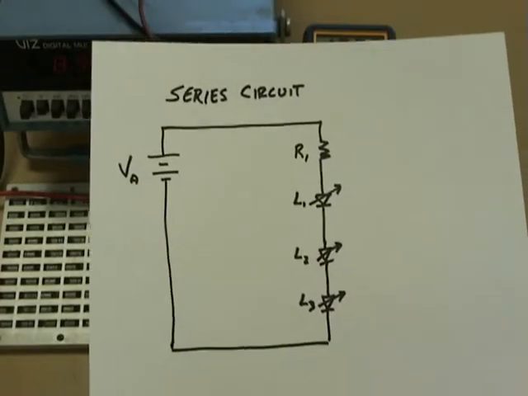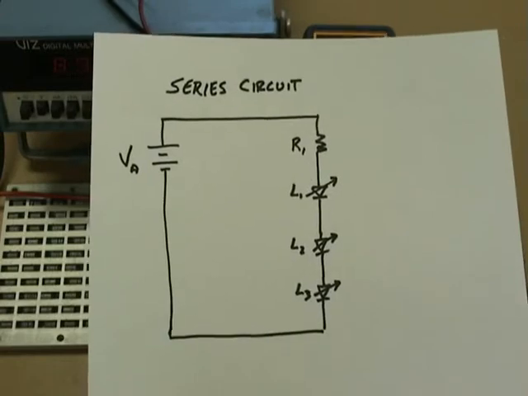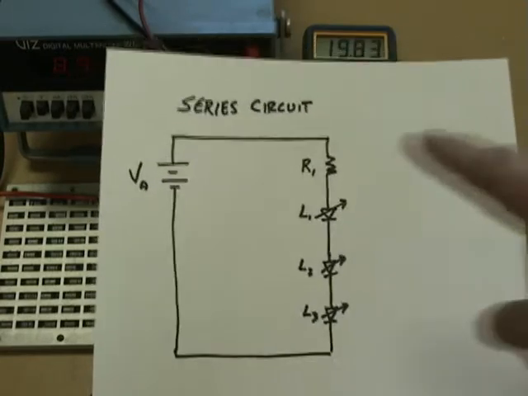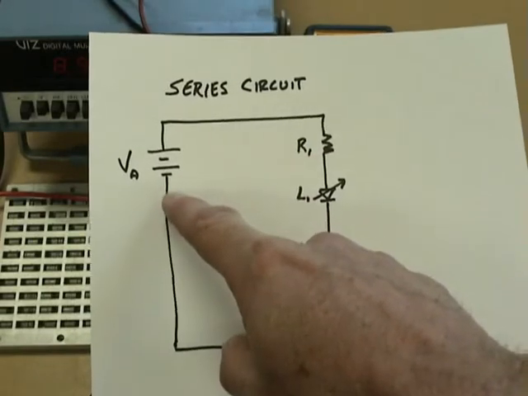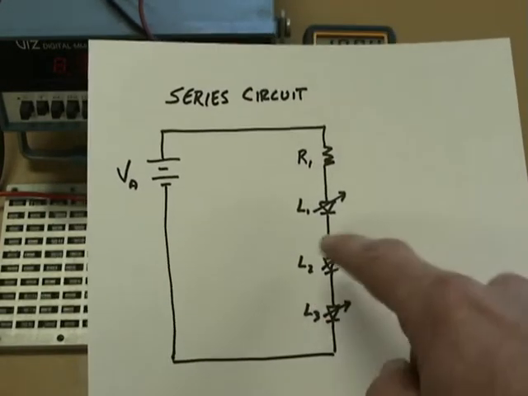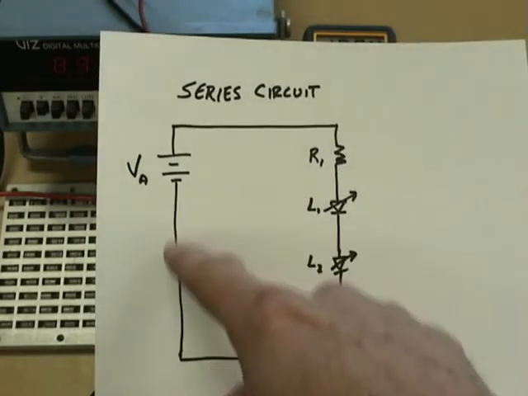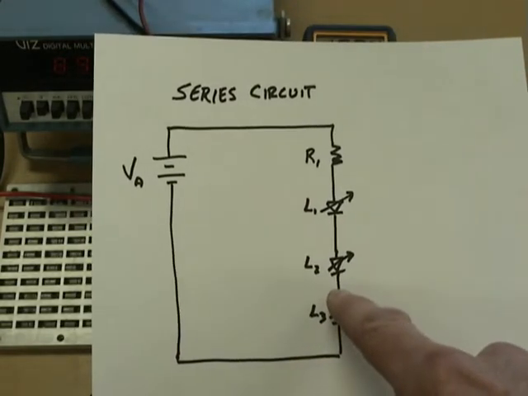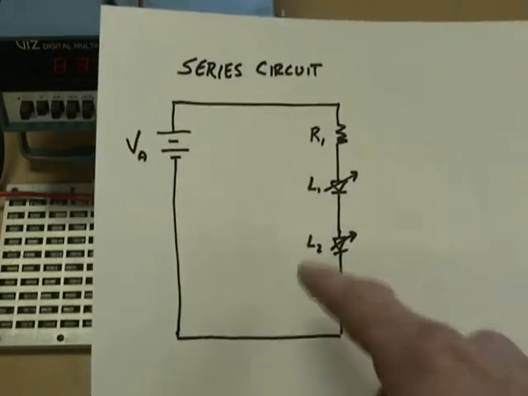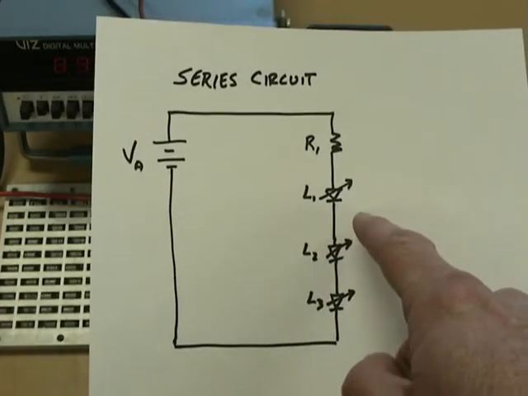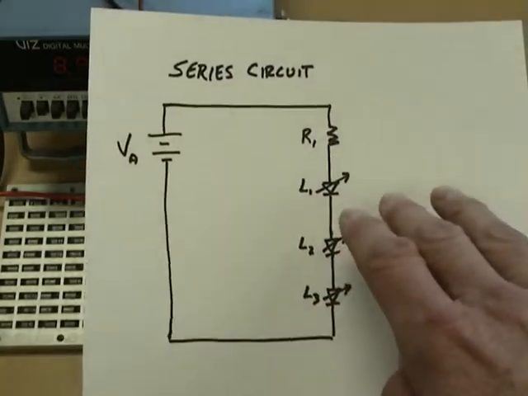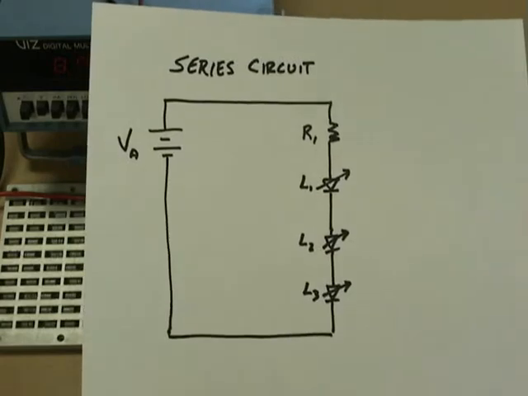Well, what happens if you have a break in a series circuit, or in other words, an open? Does current flow from the voltage supply and go as far as each LED? If there's a break right here, will we still get current through L3? Well, I hope you know that the answer to that is no. A break in a series circuit results in no current, and no current anywhere in the circuit. Well, let's watch that happen.